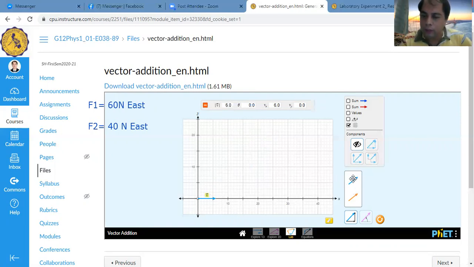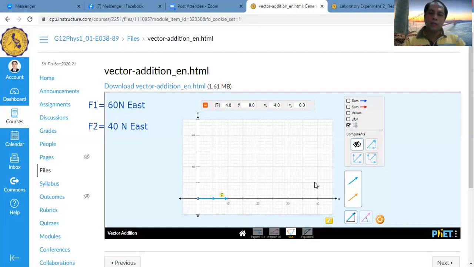And then we are going to connect vector 2. At the tip of vector 1, we connect vector 2 and determine 40 newtons. If one unit is 10 newtons, then we need 4 here. So here is our 4. Our previous value is 6. They are both 0 degrees, so they are both east, because east is 0 degrees.